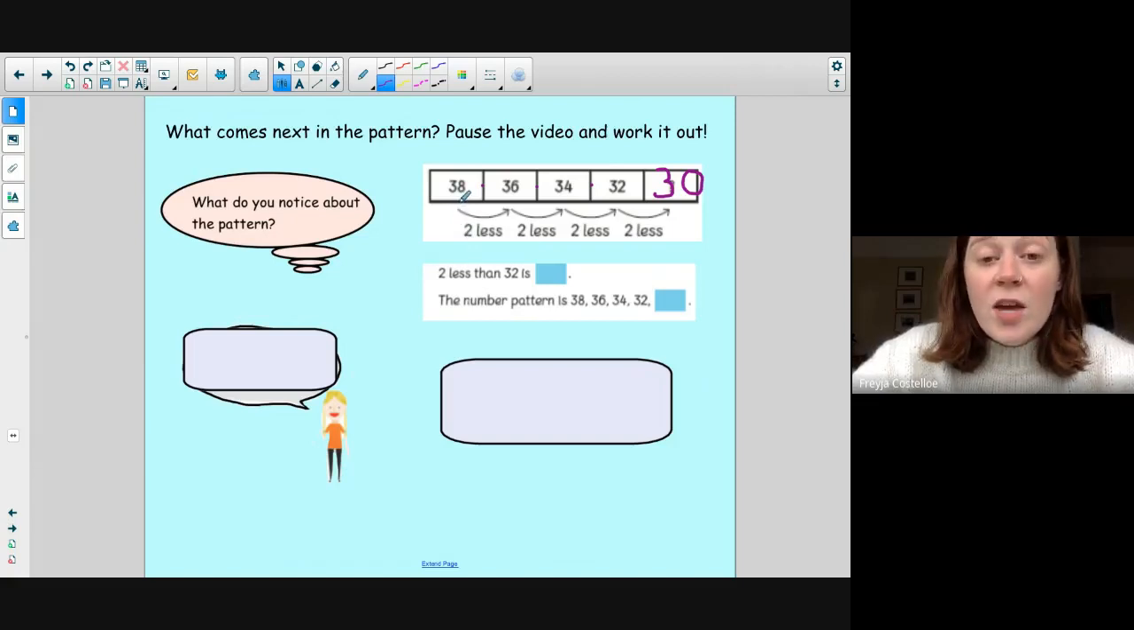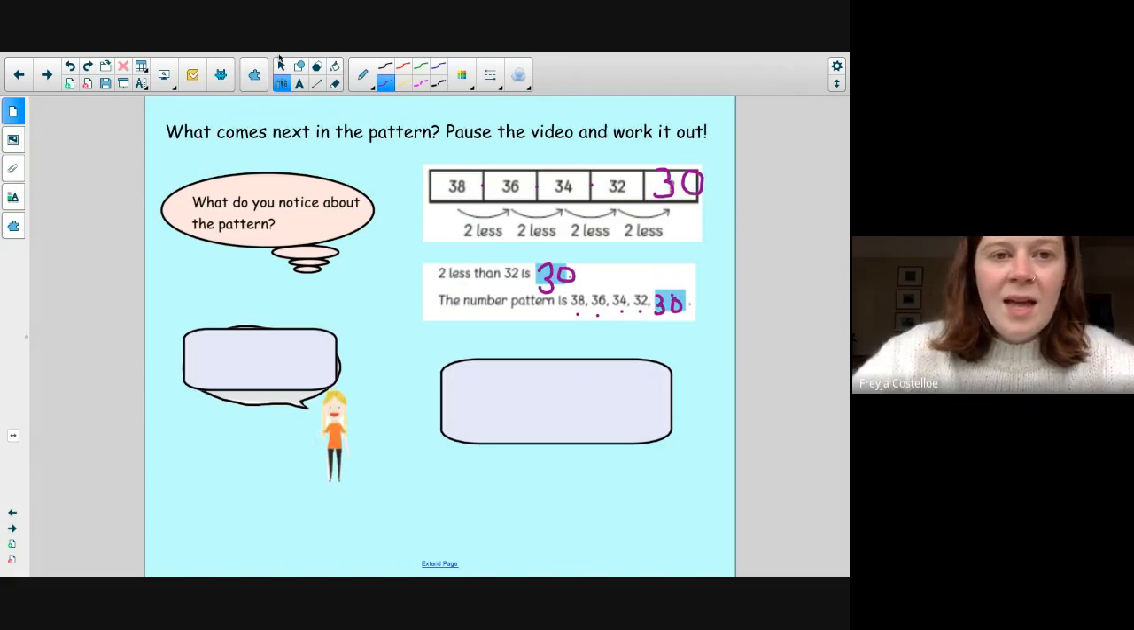So 38, 37, 36, 35, 34, 33, 32, 31, 30. Great. So the numbers are getting smaller. 2 less than 32 is 30. Let's say the number pattern together. The number pattern is 38, 36, 34, 32, 30.